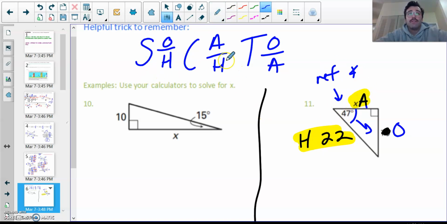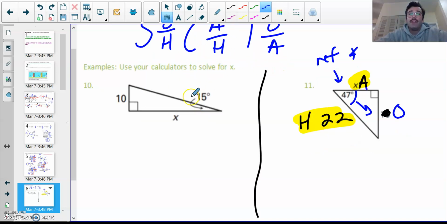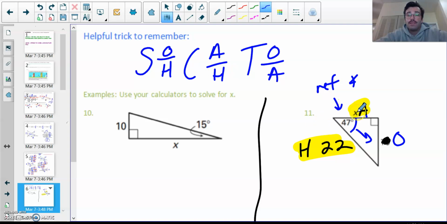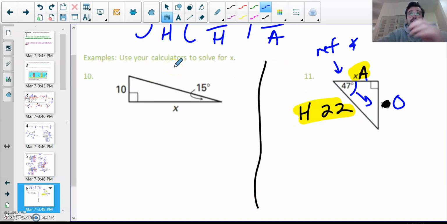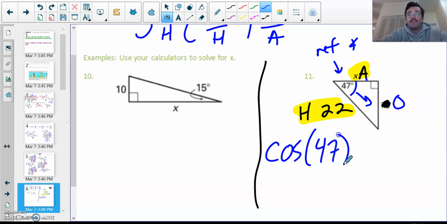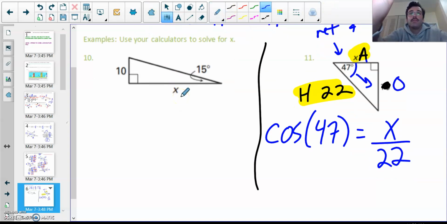Which trig function is A and H? It's cosine. I know to use cosine because I have A and H. I have nothing for O, so I can't use tangent or sine. So when I use cosine, I mean like this: 47 is our reference angle, so cosine of 47 equals our ratio, A over H, which is x over 22. Now we want to solve for x.